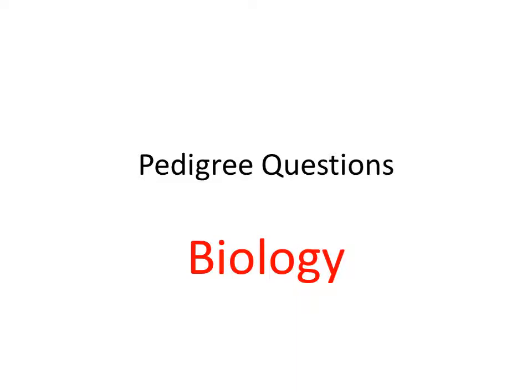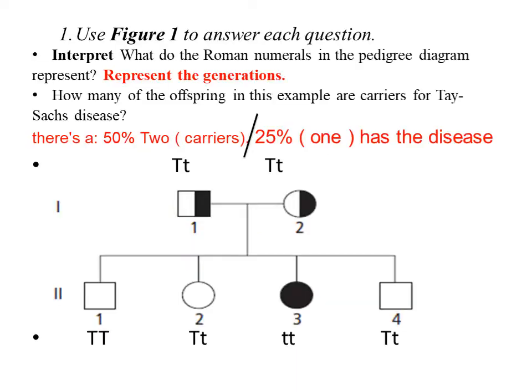Pedigree questions. Here in this question, the pedigree diagram shows Tay-Sachs disease. Tay-Sachs disease is an autosomal recessive disease. This disease is responsible for destruction of nerves.